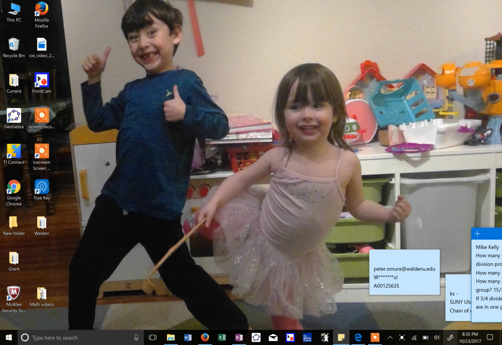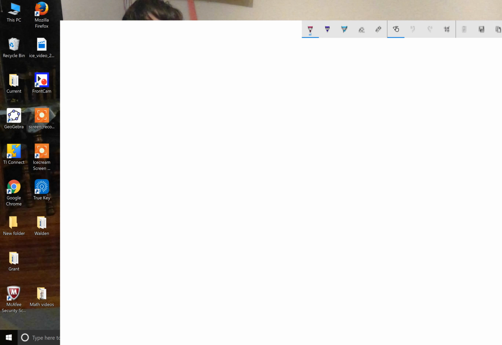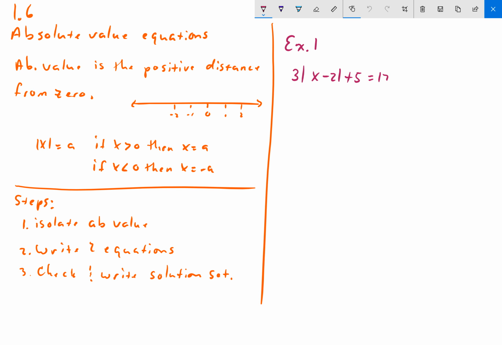Alright, so I'm doing a video on absolute value, and this is absolute value equations. I'm not sure what you may or may not recall from previous lessons, but absolute value is the positive distance away from zero. So for example, if I'm at positive 2, you can see that I am clearly 2 units away from zero. Similarly, if I am at negative 2, I'm also 2 units away from zero. Therefore, the absolute value of negative 2 equals 2. And the absolute value of positive 2 equals 2.